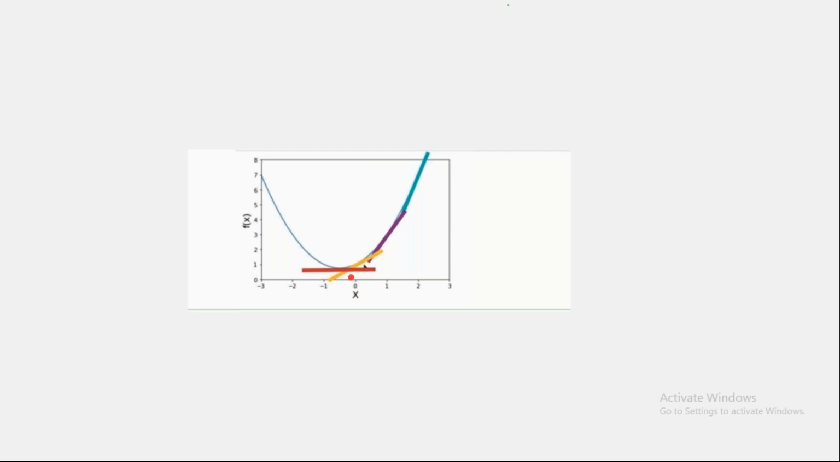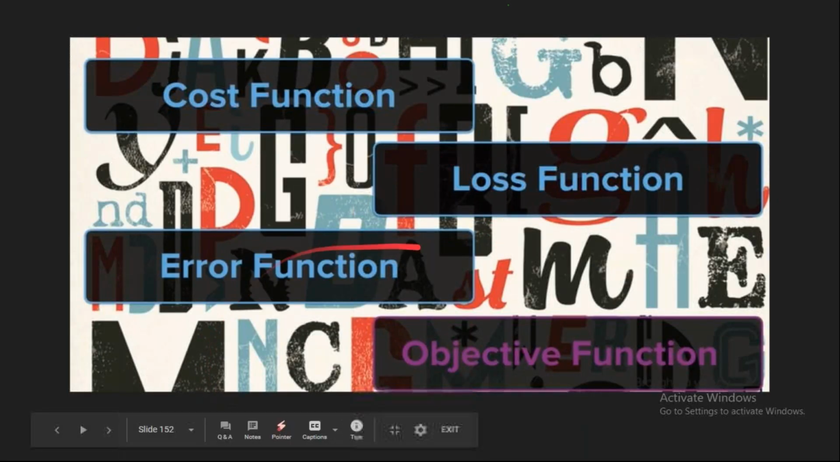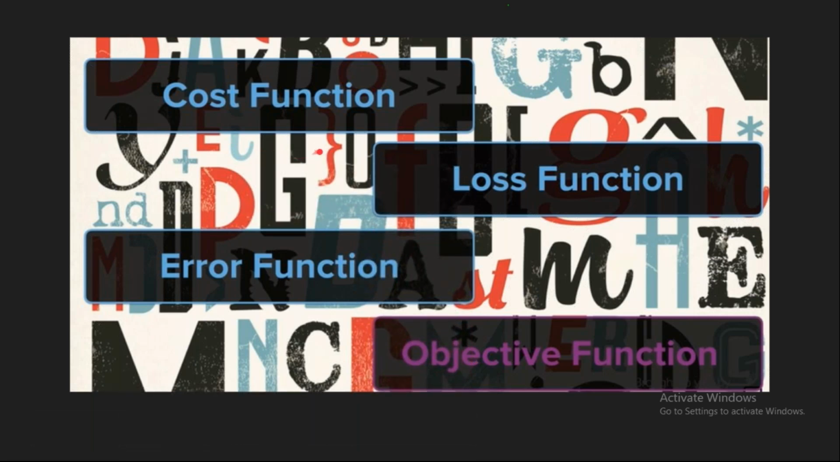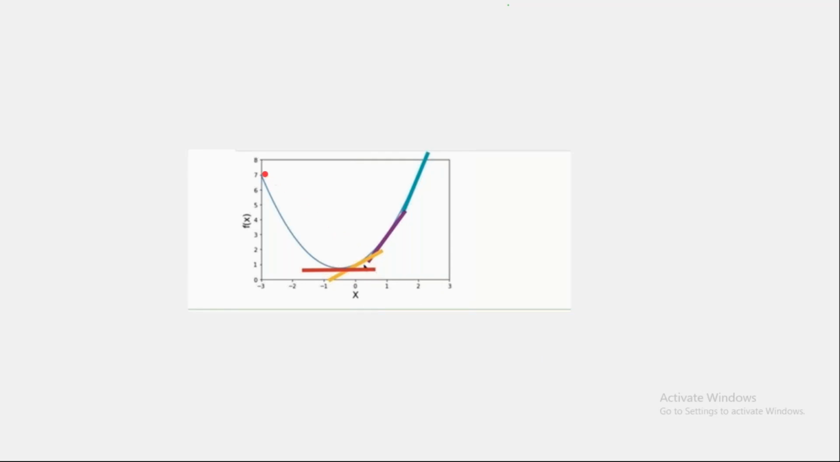Objective function, cost function, loss function, error function, they all are the same. These are names which you will hear or read when you go online and read different articles. Somebody says it's a loss function, somebody says it's a cost function, an error function, an objective function. These are the different names given. Let's say this is my cost function. What I want to do with the cost function is minimize the error. At this point the error will be minimized.